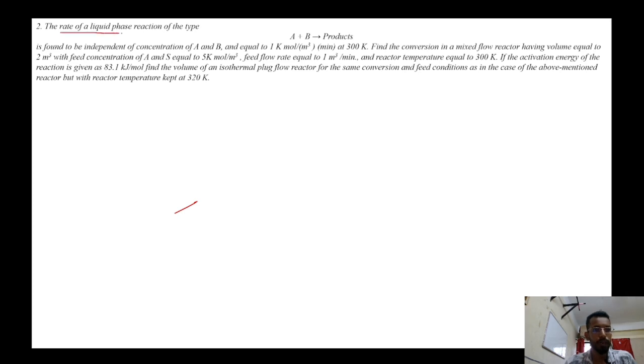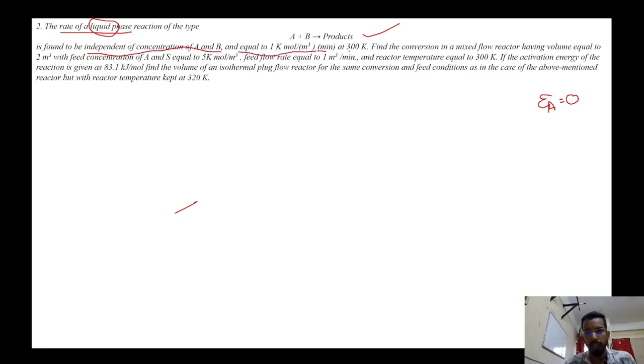The rate of a liquid phase reaction of a type. Very first thing, it is a liquid phase reaction. That means the expansion factor, what is the expansion factor? That means epsilon A is equal to 0. Always remember, the expansion factor changes in gas phase reactions. For liquid phase reactions, the expansion factor will always be 0. Okay, it is found to be independent of the concentration of A and B and equal to 1 kilomole. That means it is a zero order reaction.